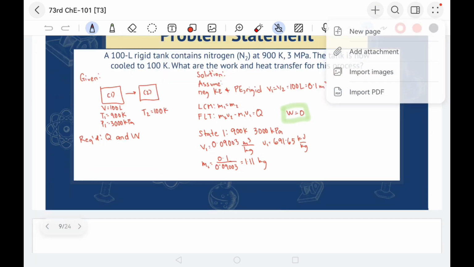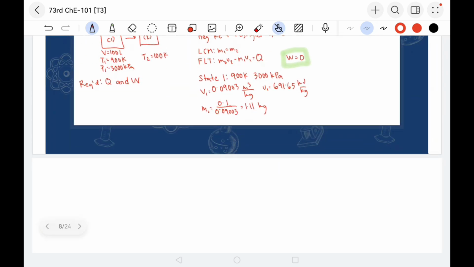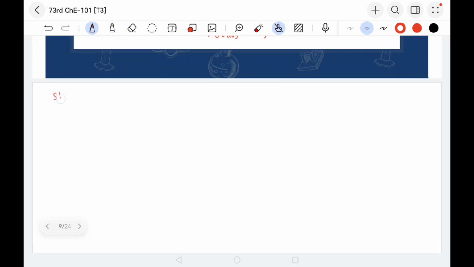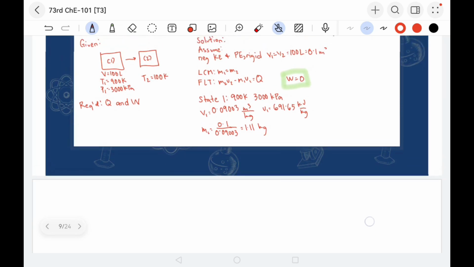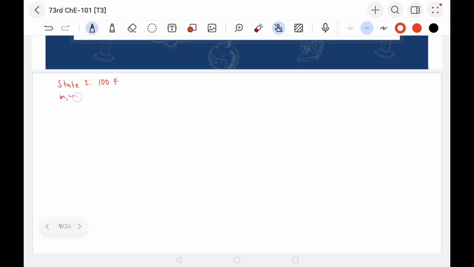So let us add another slide for the continuation of the solution. Now that we know M1 and U1, let us move on to state 2. The only thing that we know about state 2 is that the temperature is at 100 Kelvin. However, we know from the law of conservation of mass that M1 is equal to M2. That means it is also 1.11 kilograms.